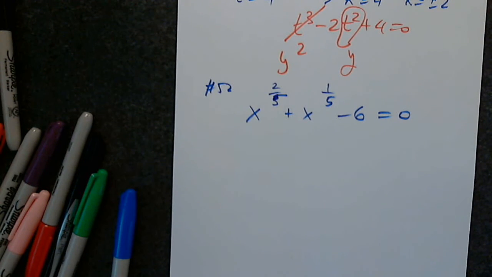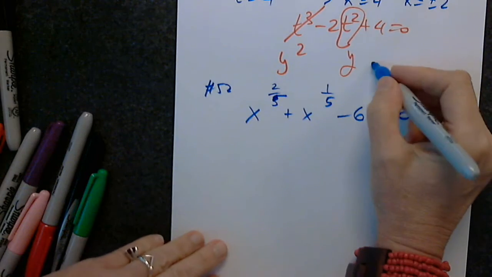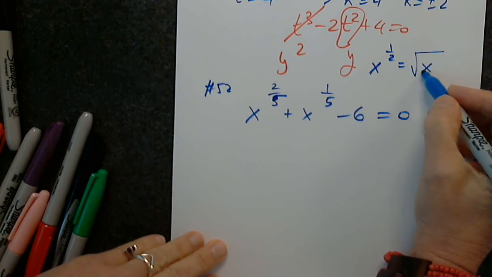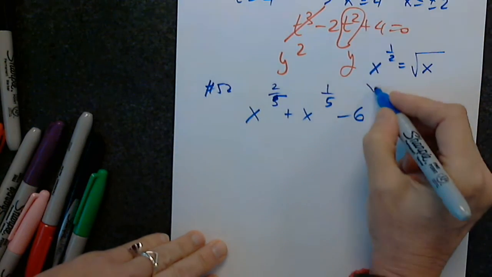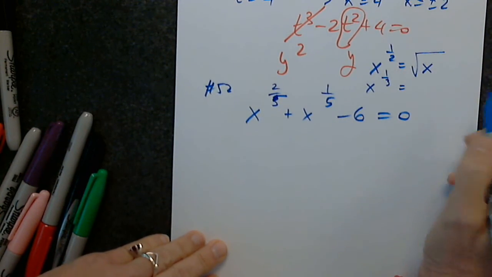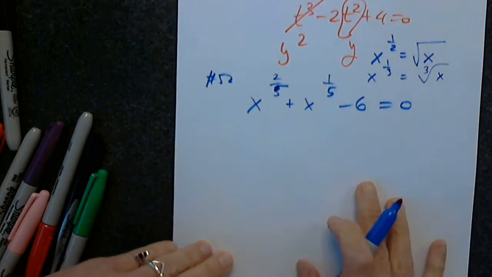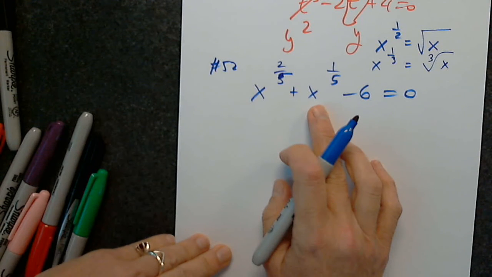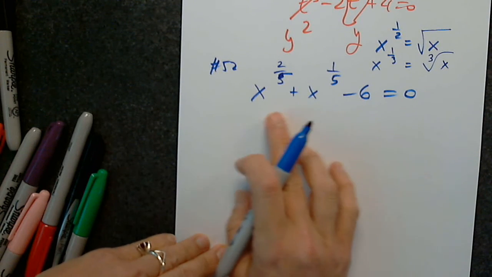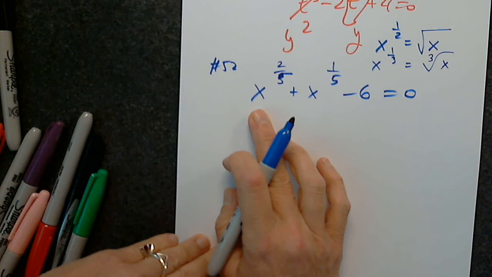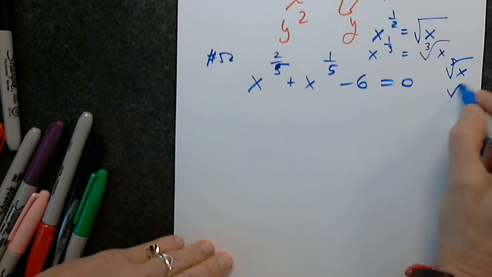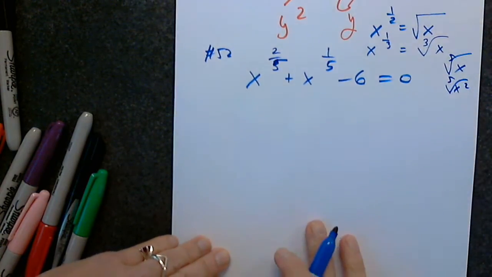So if I say x to 1/2, what does that mean? This is very important to remember. It's the square root of x. What about x to 1/3? The cube root of x. What about x to 1/5? The 5th root of x. What about x to 2/5? The 5th root of x squared. So kind of complicated. I don't want to even go there.